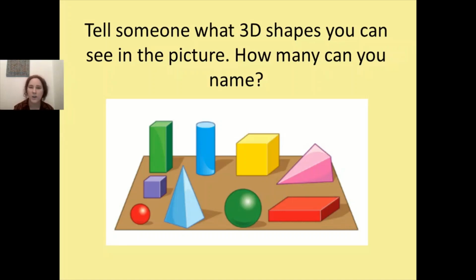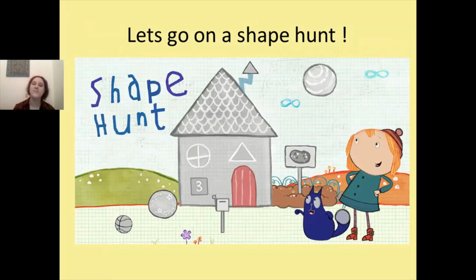I'll quickly show some of the shapes that I spotted. Here, this blue one I could see was a cylinder. Over here, this nice green round one I know is a sphere. Over here, the red one, I could tell this was a cuboid. Did you manage to spot those shapes, or maybe some other ones? Brilliant. So like I said, today we are going to be going on a shape hunt all around our house.